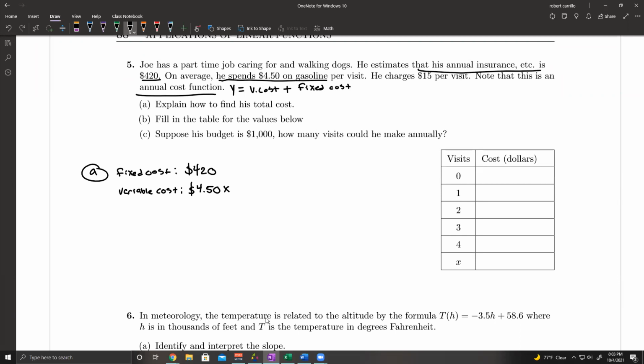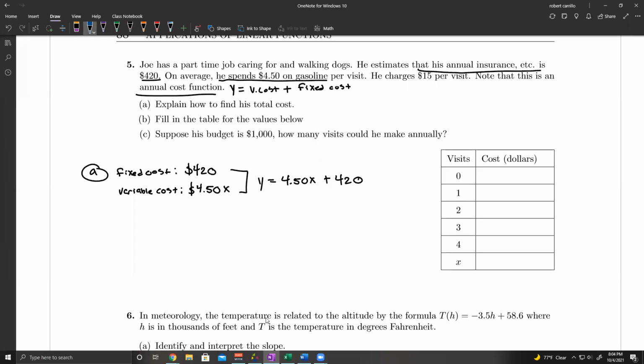So put these two together for our cost function, and we'll get y equals 4.50x plus $420. So this is his cost function. This is everything he does that costs him money. Okay, so that's done.